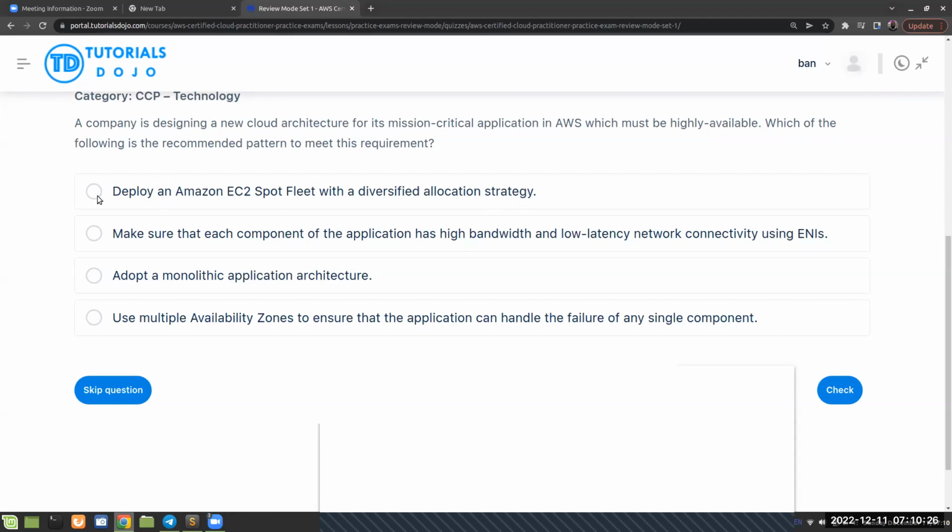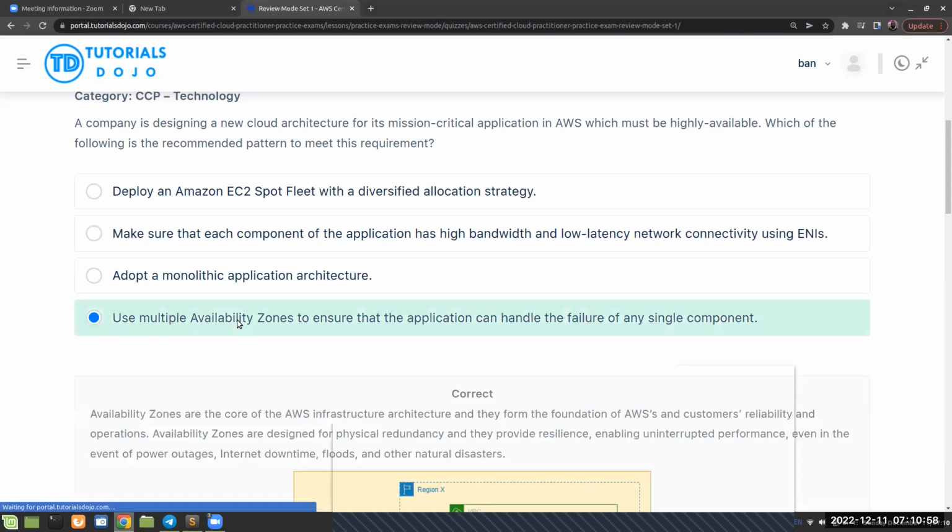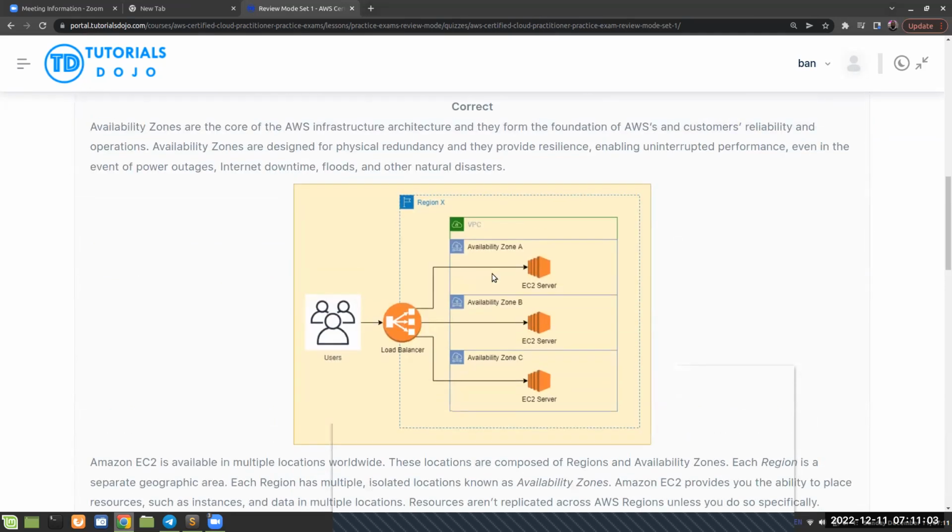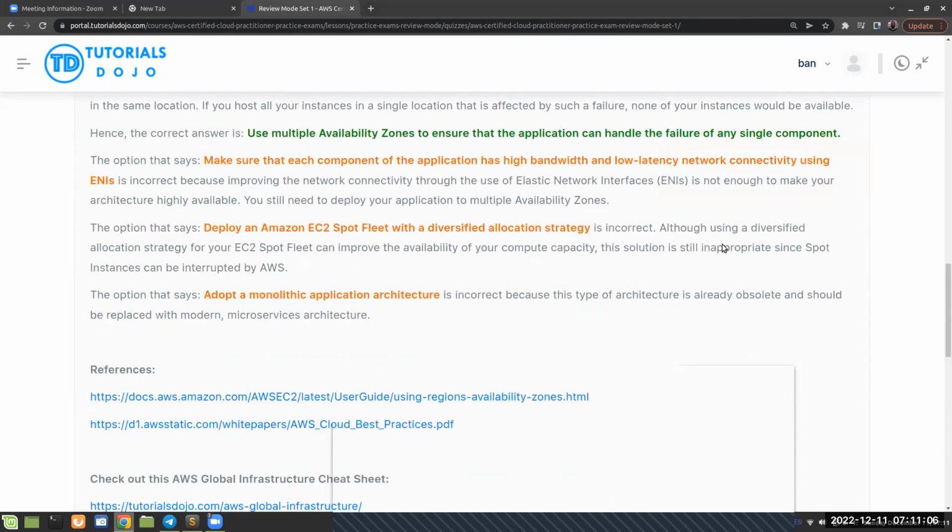D, use multiple availability zones to ensure that the application can handle the failure of a single component. Okay, I see D supported. So the first one is deploy on an Amazon EC2 spot fleet with diversified allocation strategy. Make sure that each component of the application has high bandwidth and low latency. Adopt a monolithic application architecture. So everyone says D. The others are definitely not correct.